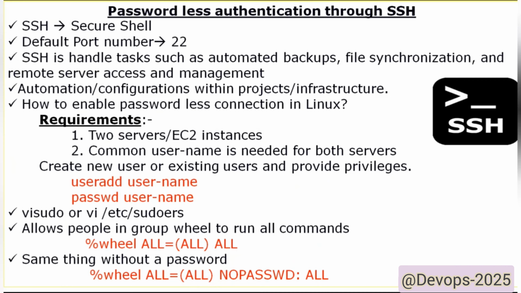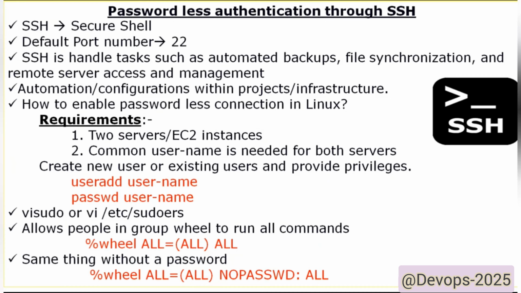To do all of these, we need to connect from one server to another server without a password, which is called passwordless connection. Here are some requirements to do the passwordless authentication. The first thing is we need two servers or two EC2 instances based on the platform. If you are working with AWS, we are going to work with EC2 servers. If you are working with Azure, we are going to work with VMs, or if you are working on-premises, we are going to work with two servers.